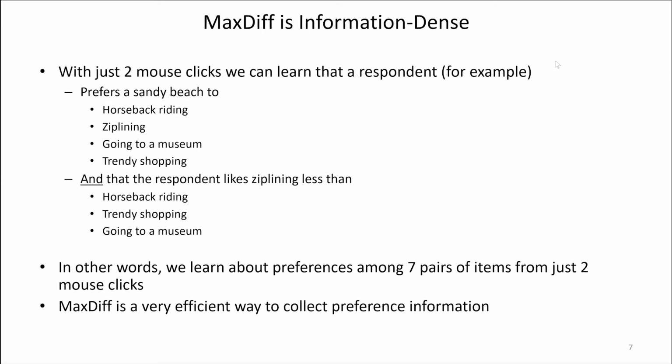It's also information dense. If you think back to that question, just by clicking on 2 items, if someone had picked sandy beach as their favorite thing and zip lining as their least favorite thing, then we would have learned all these pieces of information about them. We would have learned that they prefer a sandy beach to all 4 of the others in the question, and that they prefer each of the remaining 3 to zip lining. So in other words, of the 10 possible pairs of items, we learned about 7 of them from just 2 mouse clicks. So it's a very efficient way to collect preference information. 2 little pieces of effort by the respondent, 7 pieces of information for the researcher. What a deal.